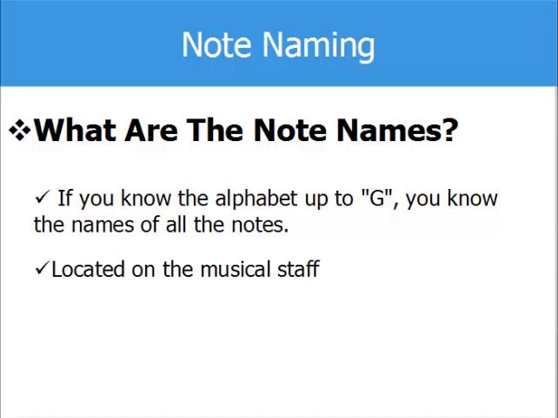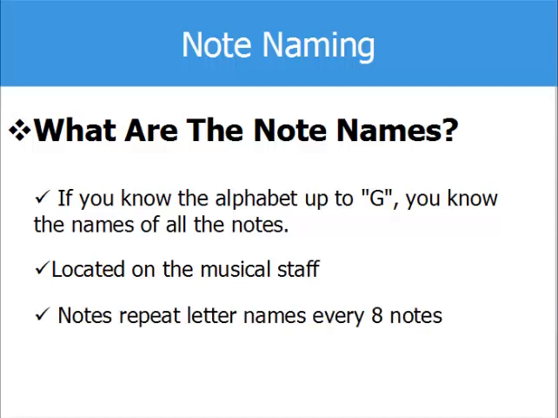Located on the musical staff, these notes are laid out with 5 lines and 4 spaces. As the notes go up, the notes repeat letter names every 8 notes. It's like saying the alphabet as you ascend: A, B, C, D, E, F, G, A, B, C, D, E, F, G. And then if you go down, it's saying the alphabet backwards.